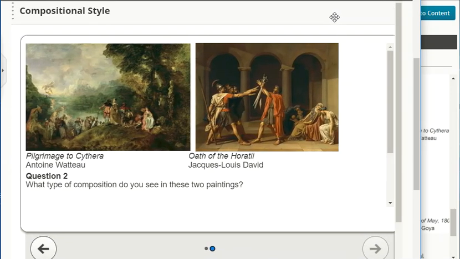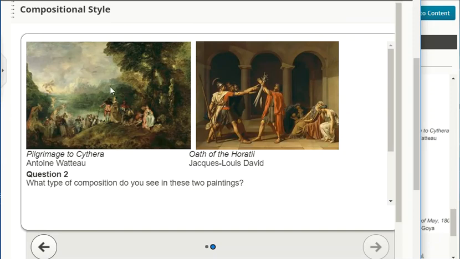Oh, I guess they're not going to give us the answer. I see a pyramidal composition. How about you? I also see a group of pilgrims in the foreground and a separate group in the background, and I see a group here, so I see the way that the artist has used different groupings. And in both, they seem to be set on a stage, don't they?